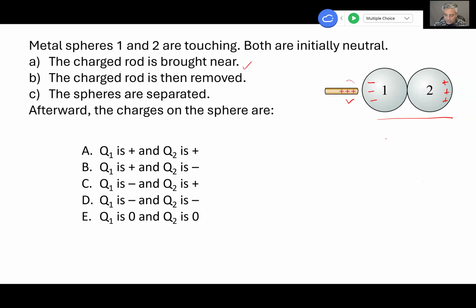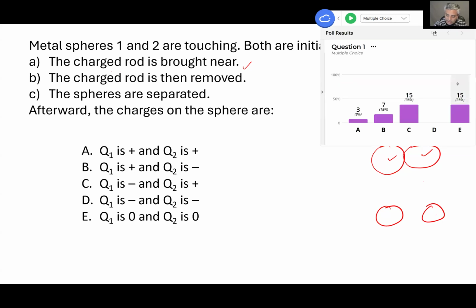So now, once the charge rod is not there, since they are still in contact and they are conductors, what happens? They're going to basically recombine, okay? So it becomes neutral, because they were separating charges. There is the separation of charge because of this charge rod being near, right? Once it's gone, this is going to be just neutral. Now, once you separate, you are just separating the neutral ones. So this is going to be 0. So yes, E is the correct answer.